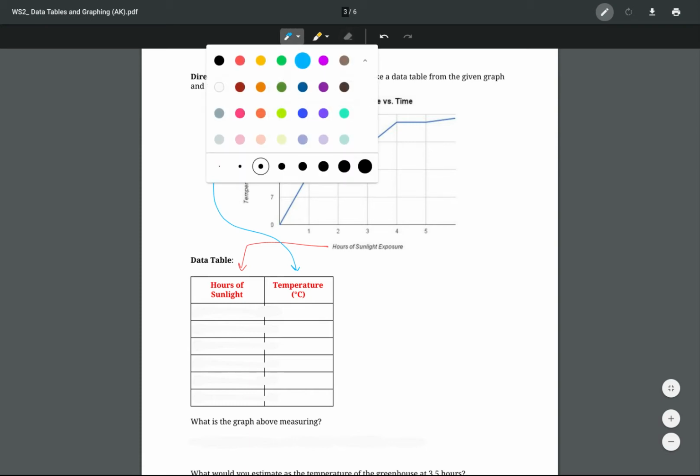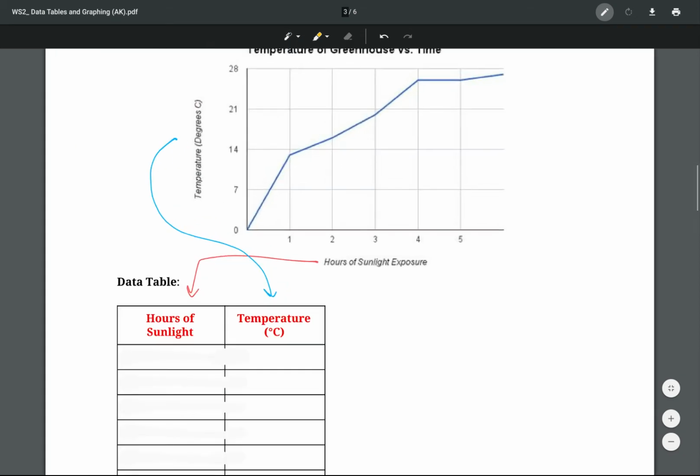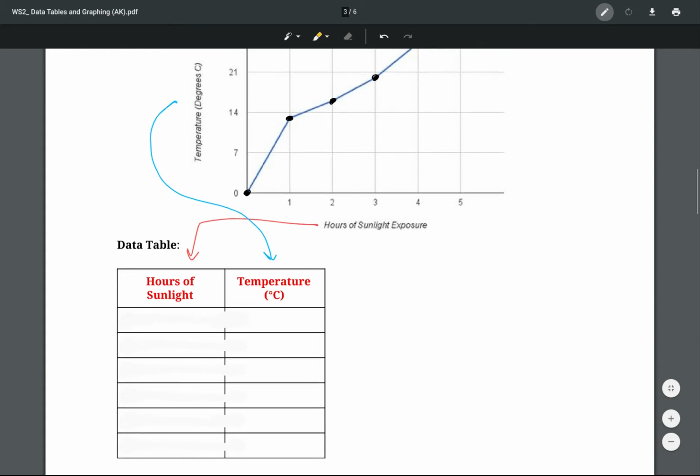Then what we can do is on this graph, we can just place data points at each of these intersections or these ends of these line segments. And then we can read what those data points are based on where they fall on the x-axis and where they fall on the y-axis, or how many hours they correspond to and how many degrees. So this first data point right here has 0 hours of sunlight exposure and 0 degrees Celsius.